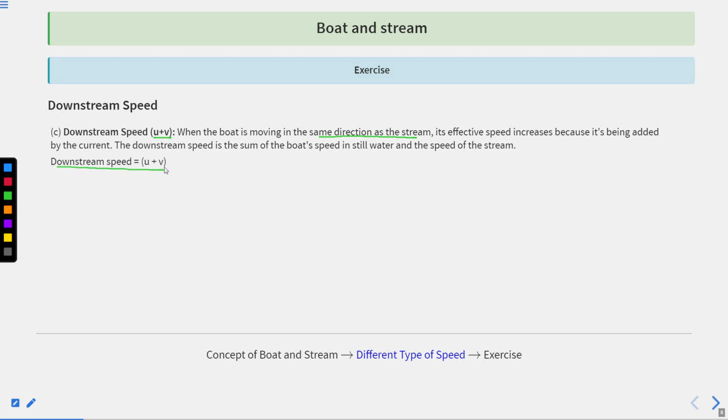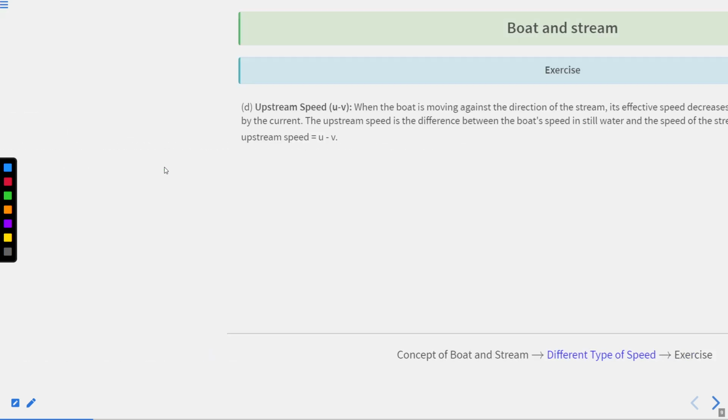So downstream speed is nothing but the speed when the boat is moving in the direction of the stream. Suppose the stream is going from left to right, and the boat is also going left to right, then we will say it is downstream, with the flow of the river.